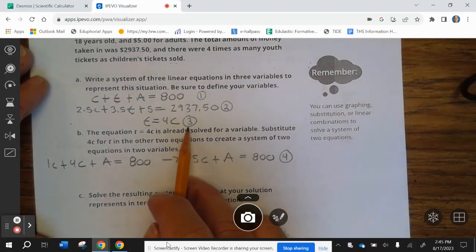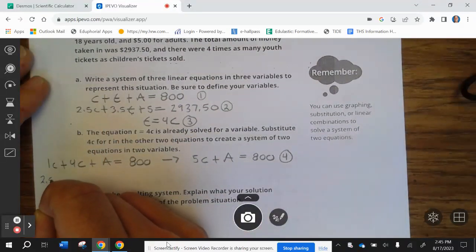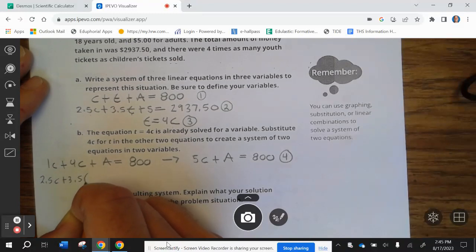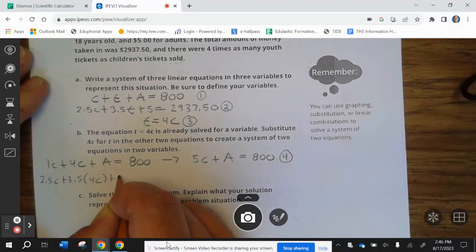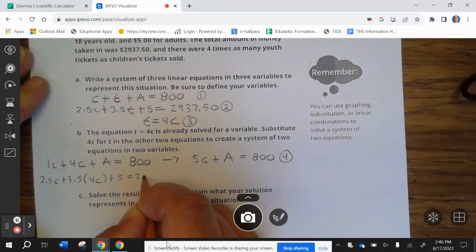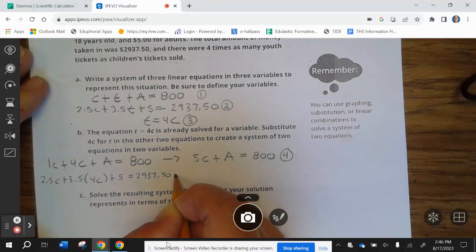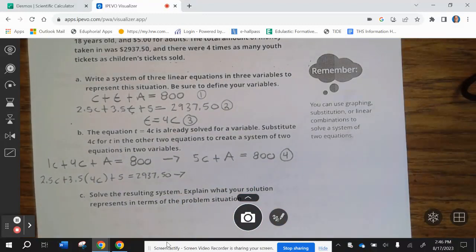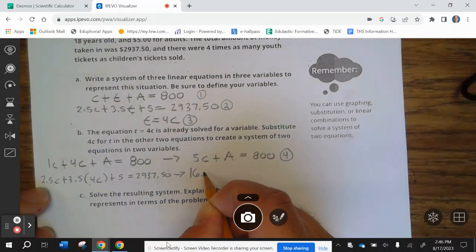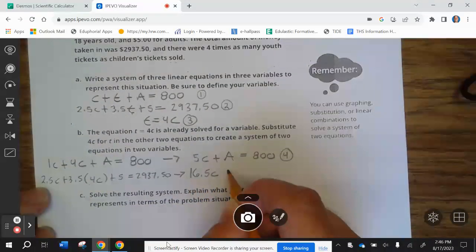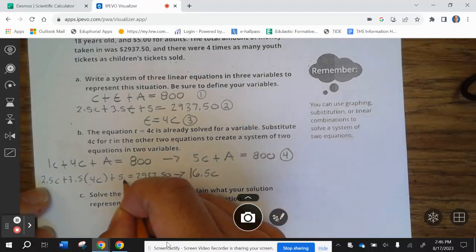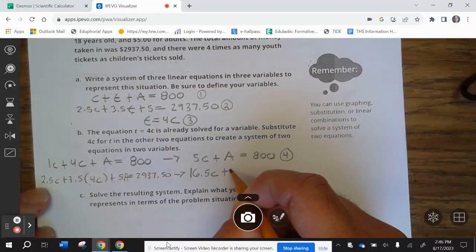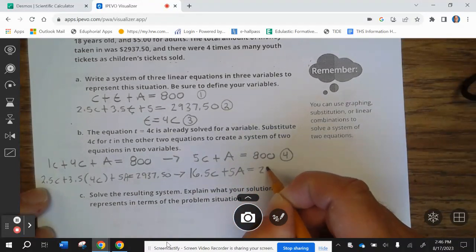Okay, so now we plug this in. So that's 2.5C plus 3.5 times 4C plus 5A equals 2937.5. So when you combine these, this becomes 16.5C. Oh, almost got it, there's an A right there. Plus 5A equals 2937.5.